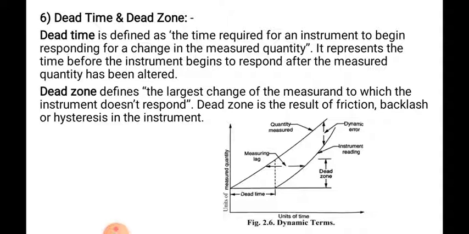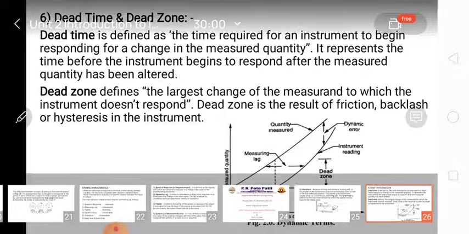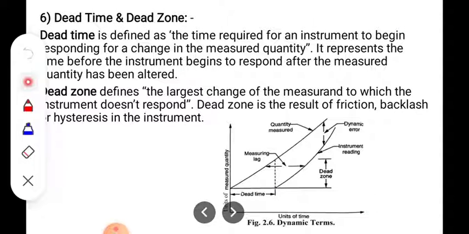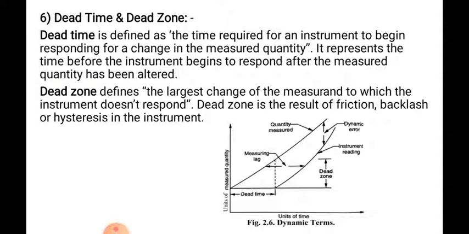then the next dynamic characteristics we will have to study, that is dead time and dead zone. Okay, so in the given diagram here we can observe that on the x-axis there are units of time, and on the y-axis there is the unit of measured quantity. Here what is dead time, that we will have to study. Okay, now here the dead time is defined as the time required for an instrument to begin responding for a change in the measured quantity.